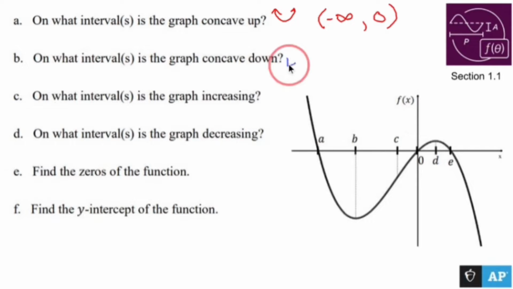Concave down looks like this. And that goes from 0 all the way to positive infinity. Don't include either of those numbers either.